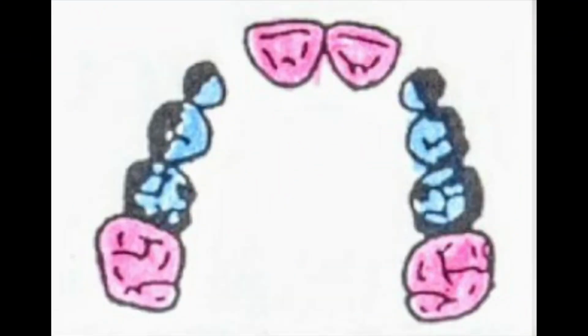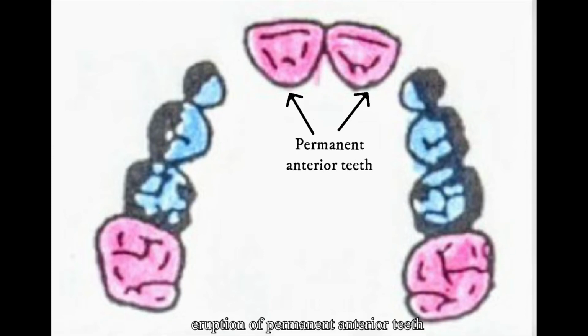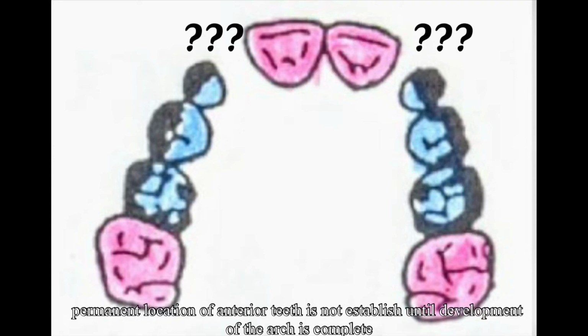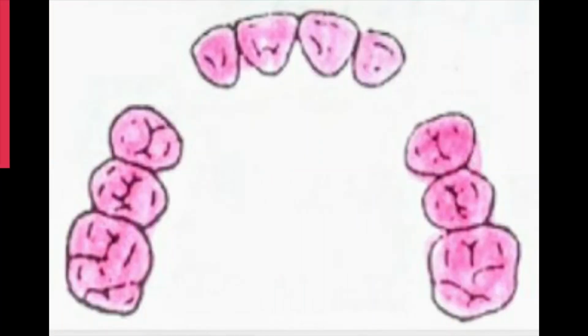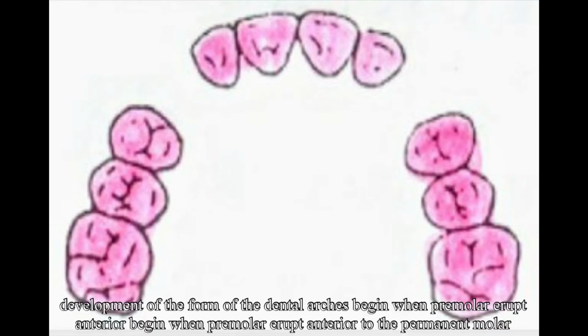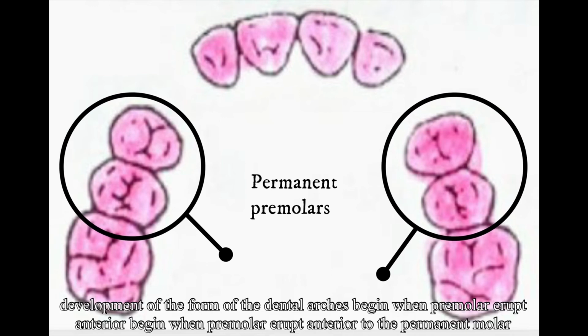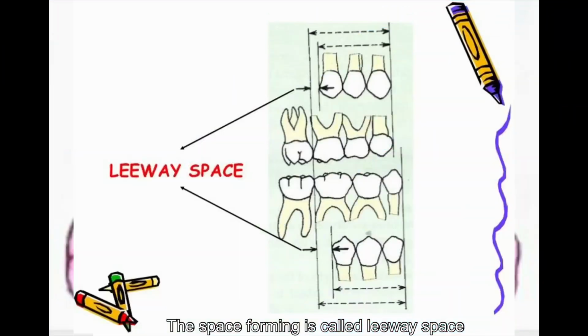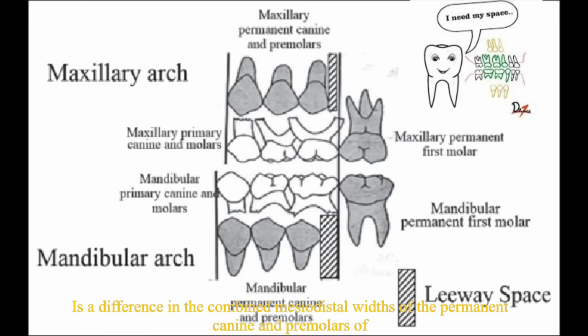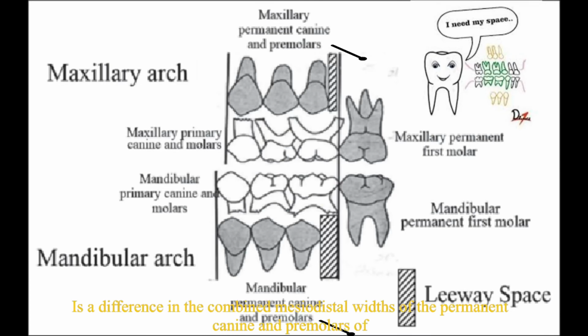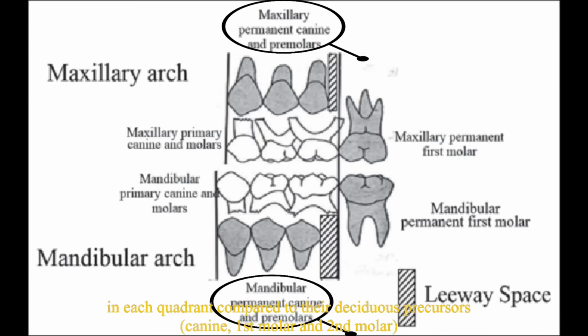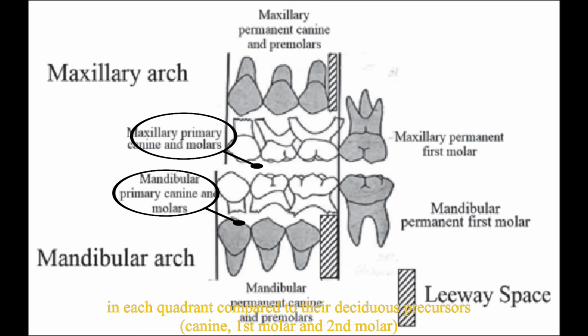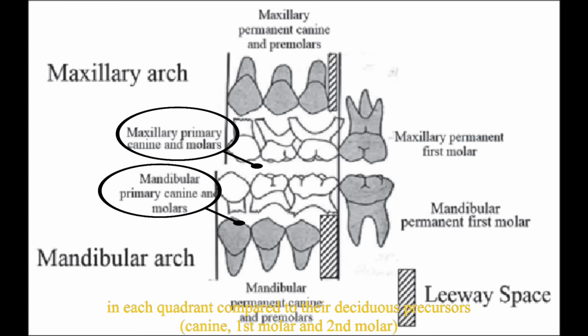Phase 2 begins with the eruption of permanent anterior teeth. The permanent location of anterior teeth is not established until development of the arch is complete. Phase 3 starts with the development of the form of the dental arches, beginning with the premolars erupting anterior to the permanent molars. The space forming is called leeway space. Leeway space is the difference in the combined mesiodistal widths of the permanent canine and premolars in each quadrant compared to their deciduous precursors, which are the canine, first molar, and second molar.